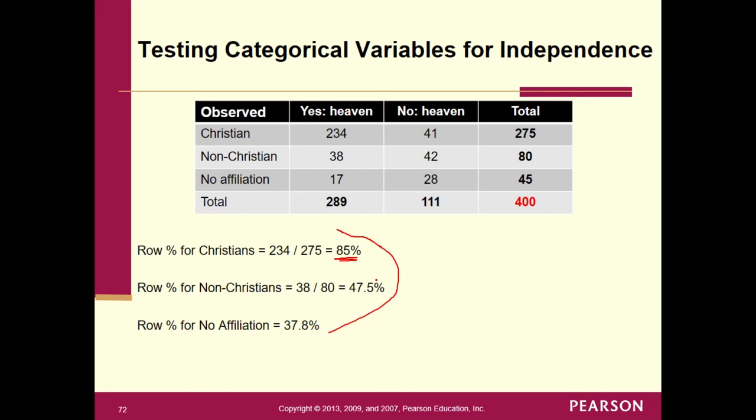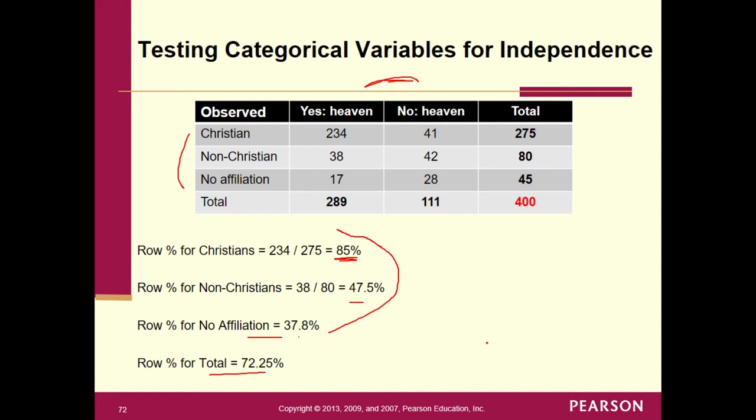A lot of evidence to suggest that these variables are dependent upon one another, meaning religious affiliation and belief in heaven. And look at the row percentage for the total. We had a huge difference in the no affiliation versus the total, a pretty big difference in the non-Christians, and then the Christians in the U.S. sort of dominate. The random sample produced a lot more Christians than anybody, so their percentage is going to be closest to the total just because of that fact.